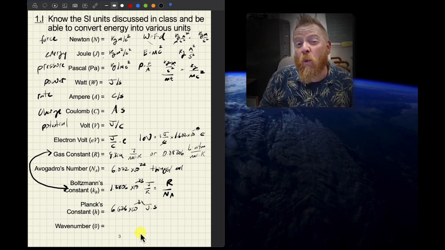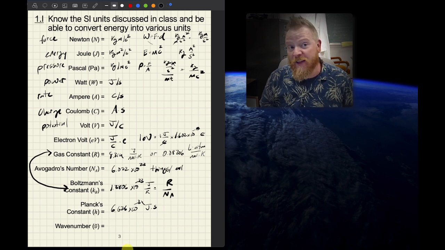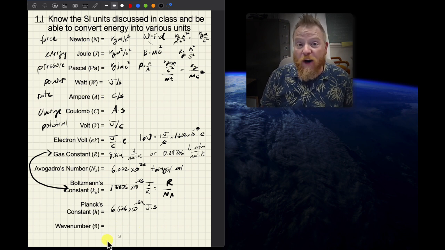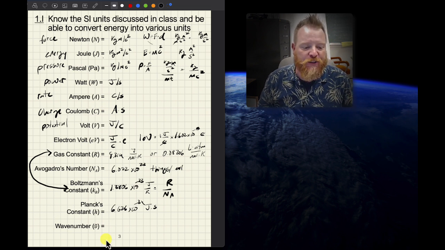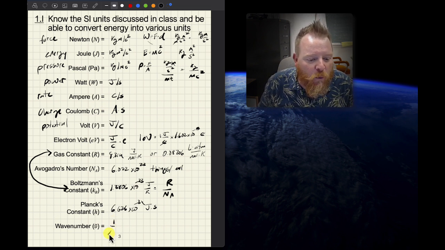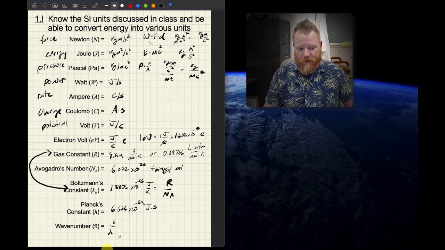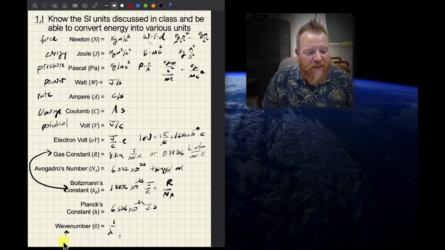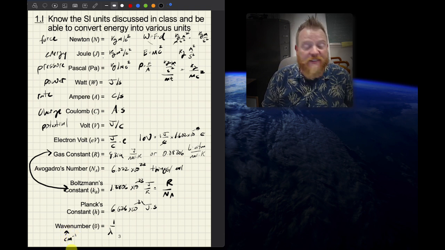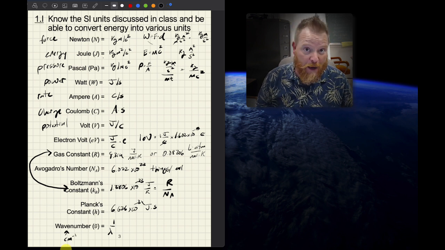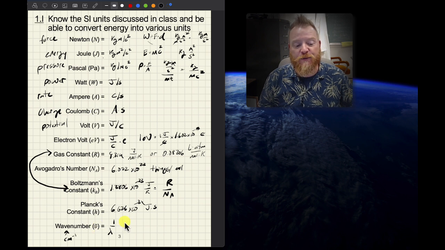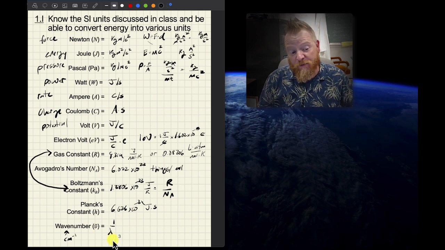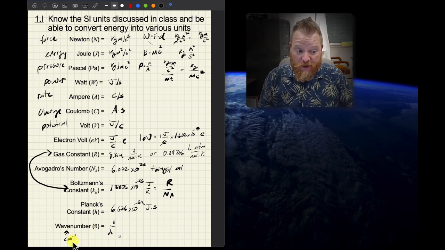And then finally, the wave number can be calculated in the following way. We are going to see this unit a lot in this class, and even more so in 362. The wave number is technically 1 over lambda. You're probably used to seeing this in units of inverse centimeter from your organic chemistry days using FTIR. That comes from 1 over the wavelength, and when the wavelength is expressed in centimeters, we get the inverse centimeter unit.